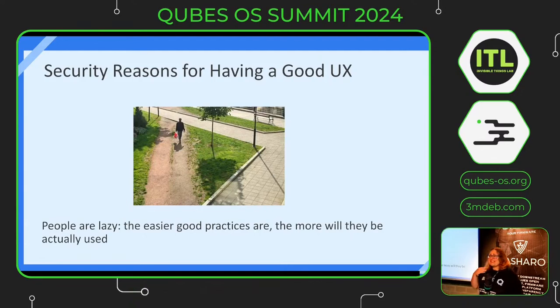And there are actually some reasons to have good UX that are security-based. It's not just me wanting to make things pretty, although I would like to make things pretty. The main reason is that people are very lazy. We are very lazy. The easier good practices are, the more they will actually be used. Because unfortunately, I may know that it's a good idea to open this link in this VM, but if I don't have a simple one-click method to do it, sometimes I will be like, oh, never mind, what can possibly go wrong? I'll just open it in the VM I am in now. Humans are lazy. So I want to make UX for Qubes that is actually easy to use so that we do the good things more easily.